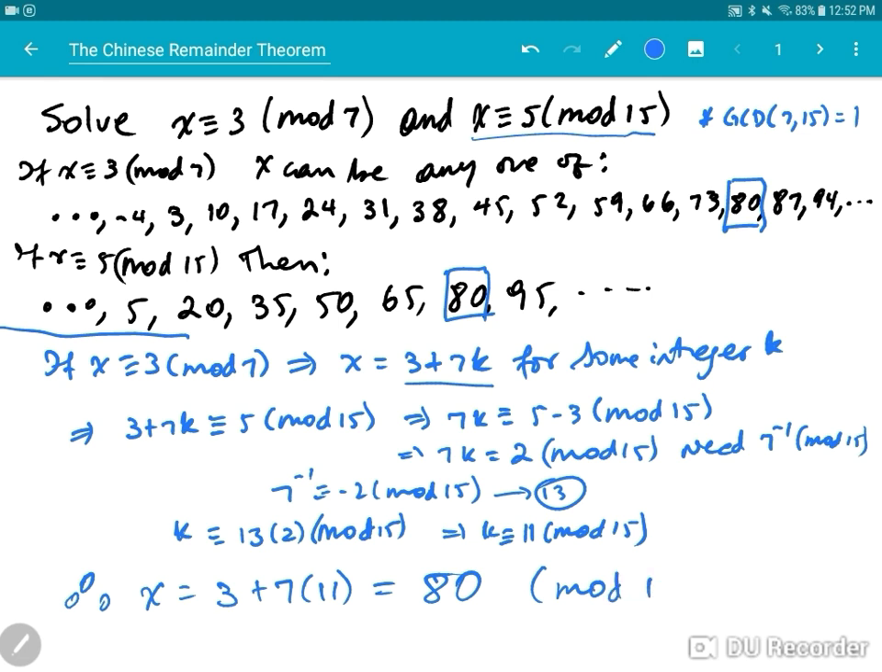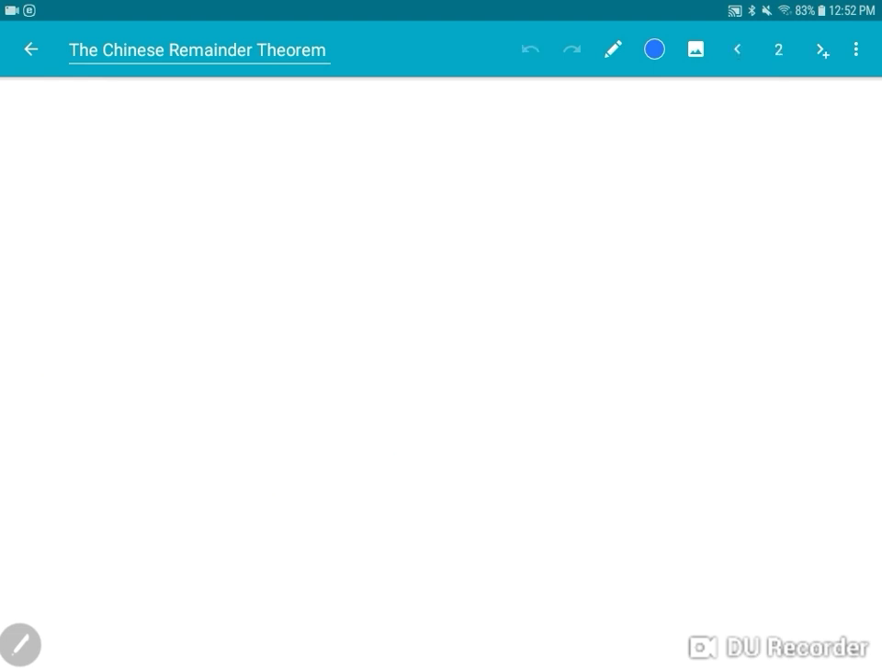X is 80. The thing is, if I use the next element mod 15, I'll multiply it by 7 anyway, so the next x will be 7 times 15 times 1. And that's why. And now, let me just describe what the Chinese Remainder Theorem says.